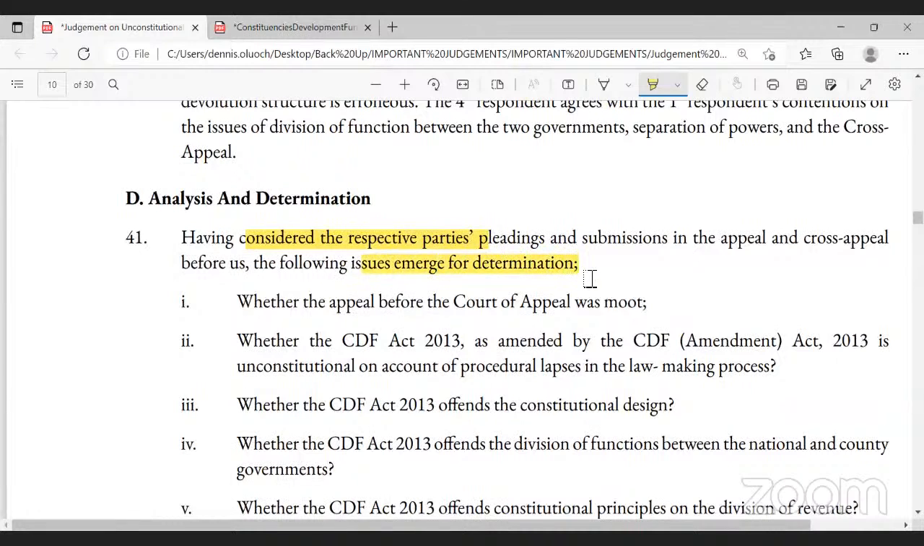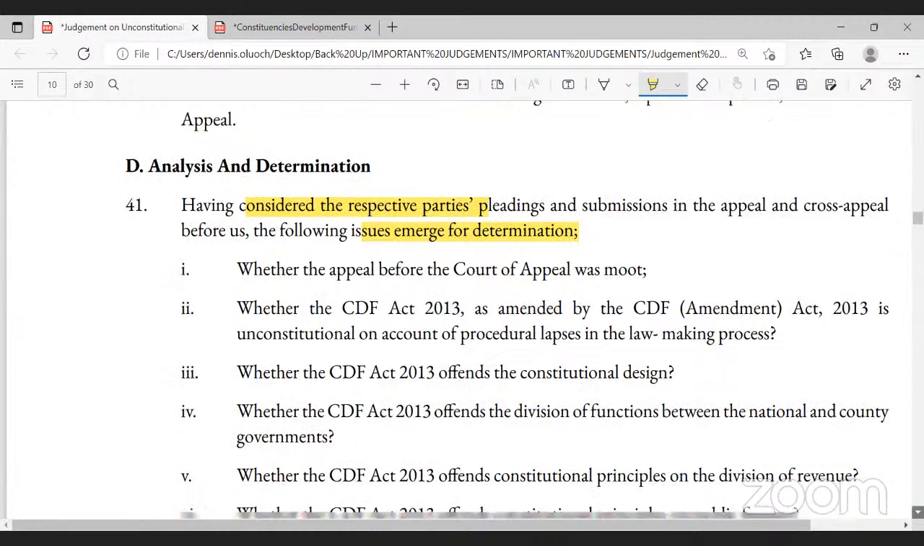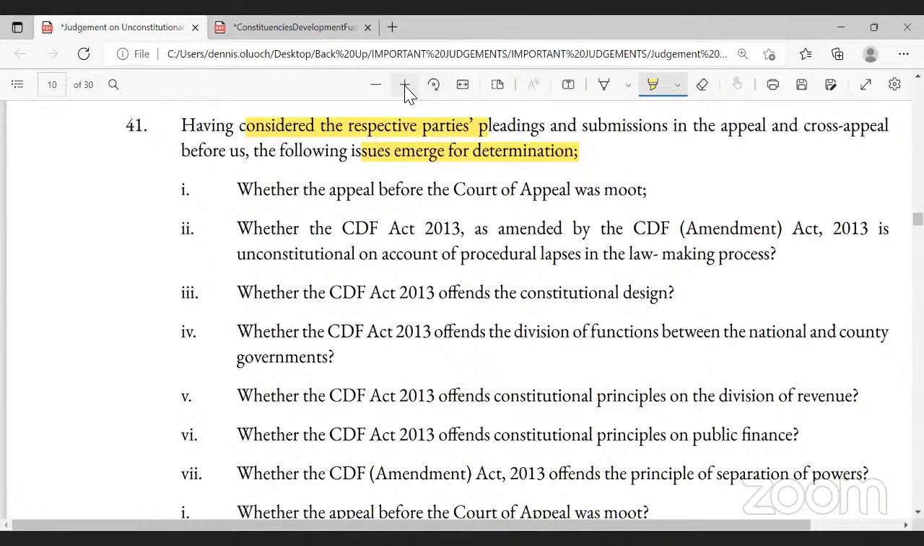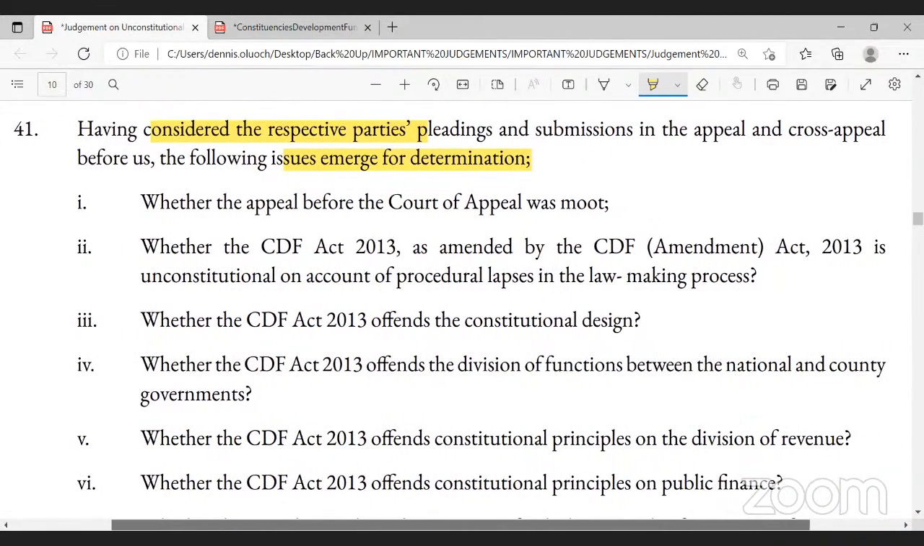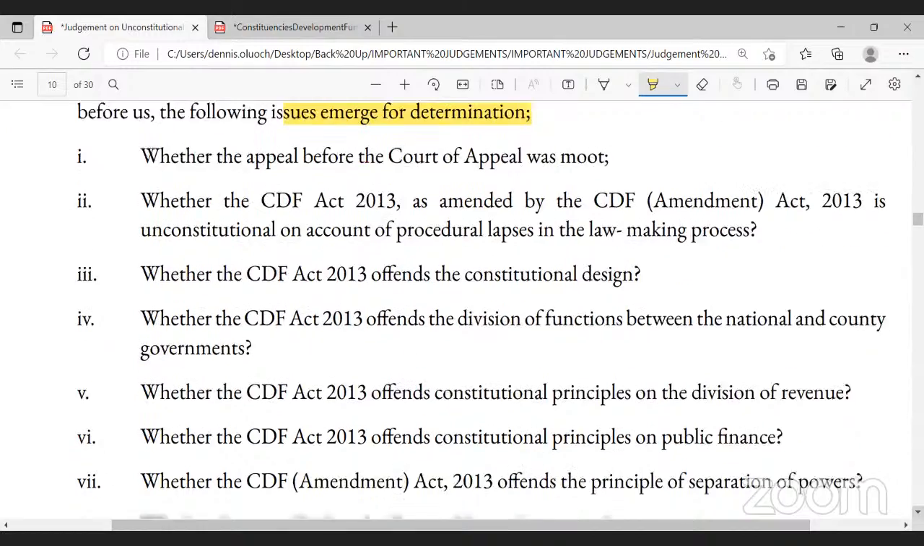And so it is normally the court now listens from both sides, and now makes a determination, deciding what exactly are the issues before us in our analysis and determination. And so the court narrowed down, and you are able to see there the issues that they felt were clearly before the court. These are the issues the court will make a determination on: whether the appeal before the Court of Appeal was moot, whether the CDF Act as amended is unconstitutional, whether the CDF Act 2013 offends the constitutional design, whether the CDF Act offends the division of functions between the national and county governments. So those are the issues that were there.